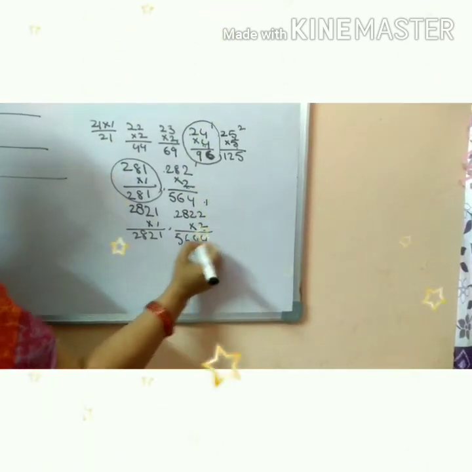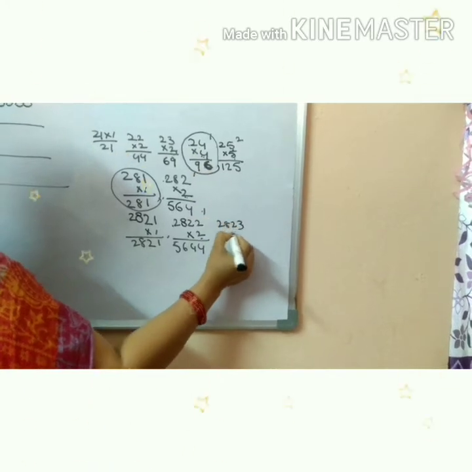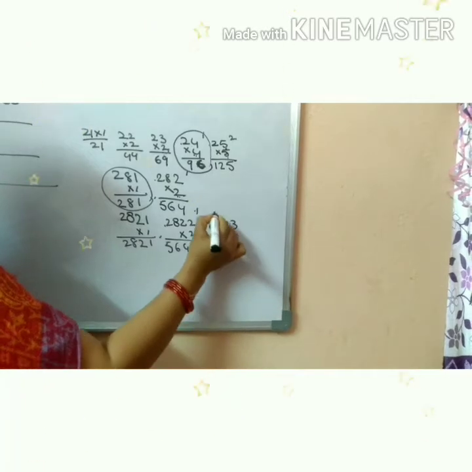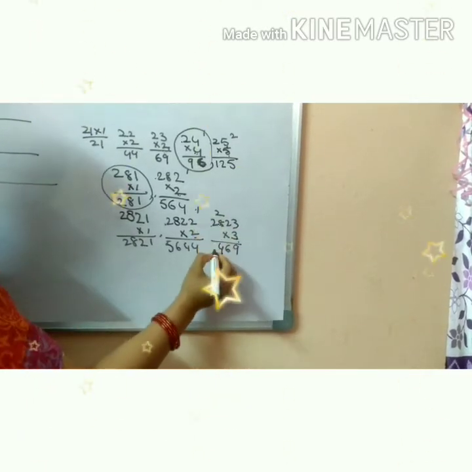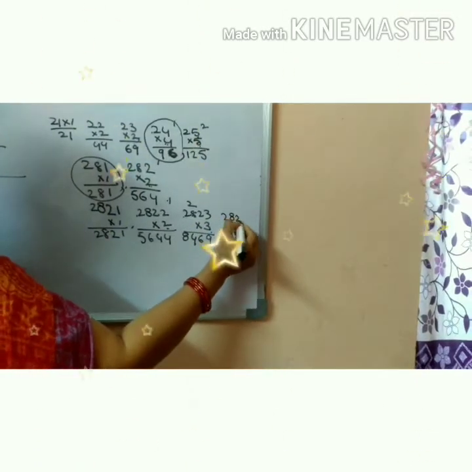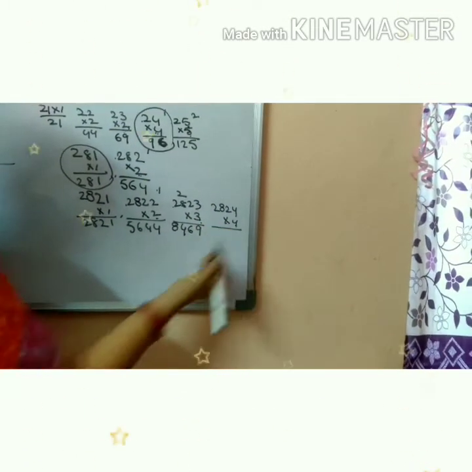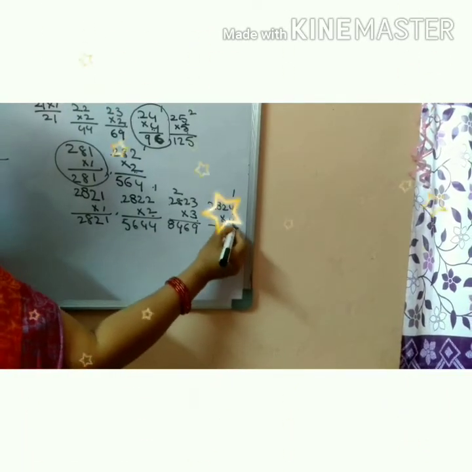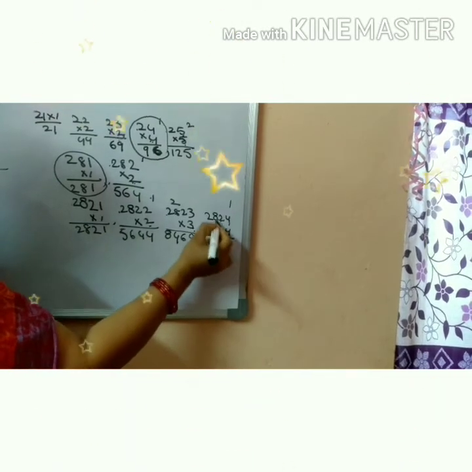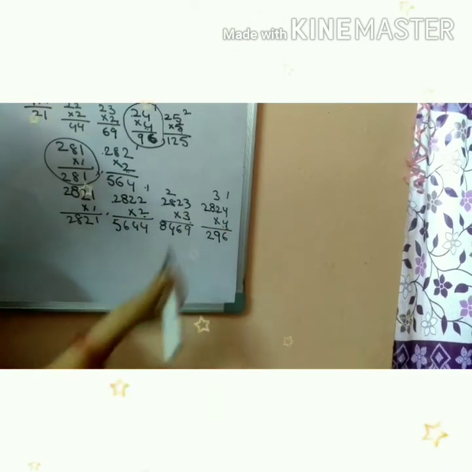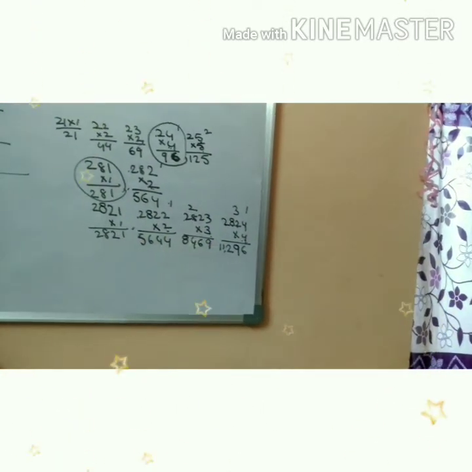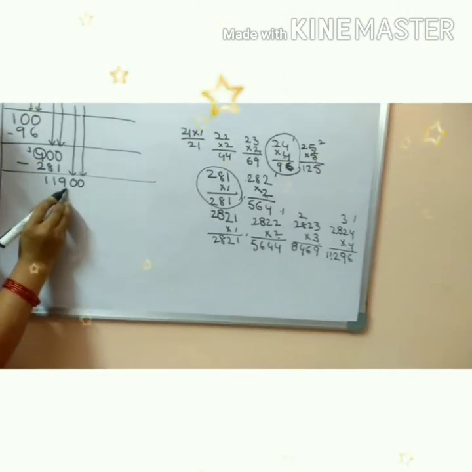5,644. Next, it is another number, 2823 into 3. 3 3s are 9, 3 2s are 6, 3 8s are 24, 3 2s are 6 plus 2, 8. So it is also more. 2824 into 4. 4 4s are 16. 4 2s are 8 plus 1, 9. 4 8s are 32. 4 2s are 8 plus 3, 11. 11,296. In the nearest number, here take the 11,900.